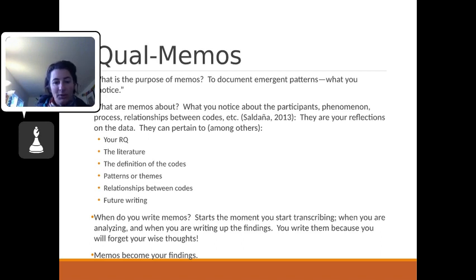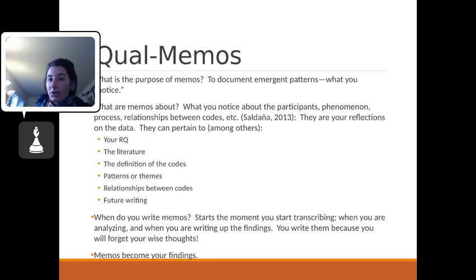It can pertain to the definition of a code. So you would make a note like, oh, I know what this code's really about. It's about such and such. It might be patterns or themes you see arising in the data. So you may start to see certain themes from your really emergent coding process coming up.